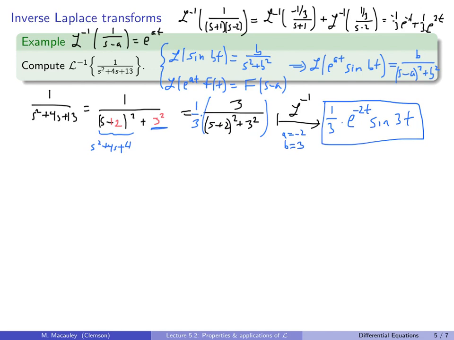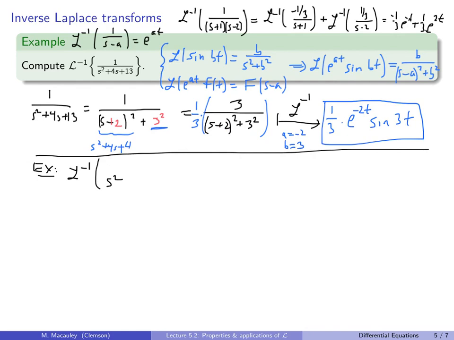Okay, so let me do one more. I'm just going to make this one up now. Let's compute the inverse Laplace transform of, and I'm going to make this one similar, the same denominator, s squared plus 4s plus 13. But on the top, let's be difficult, how about 2s? Now we actually can't quite use this thing here, but we can do something similar.